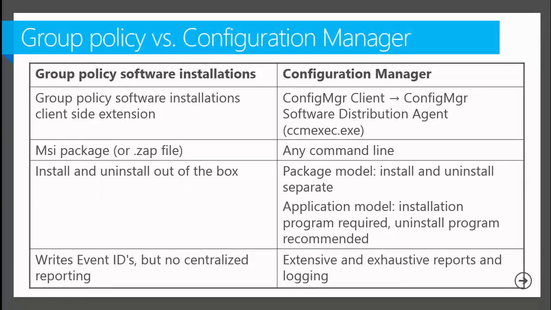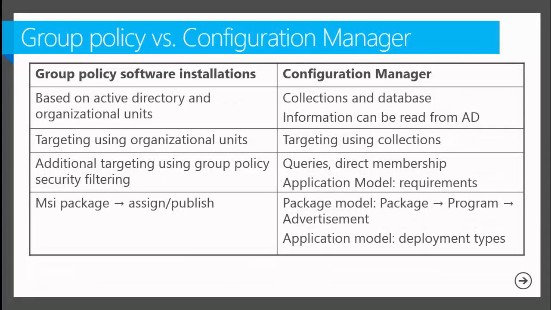With the config manager, we get a lot of reports and logging. GPO-based software installations uses Active Directory organizational units, and you can use group policy security filtering, but the config manager has its own database, and information can be read from Active Directory and from anywhere. And you can target the installations using collections and queries, and the application model has requirements. GPO-based software installations always has the MSI package, and you can assign or publish it. And with the config manager, we get the package, program, advertisement, and the application model has different deployment types.